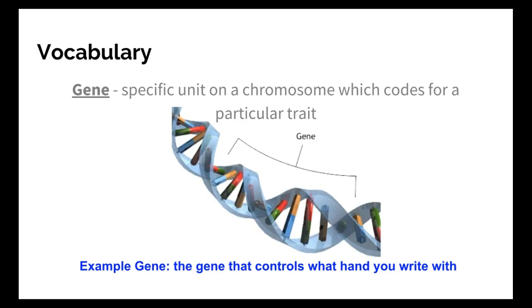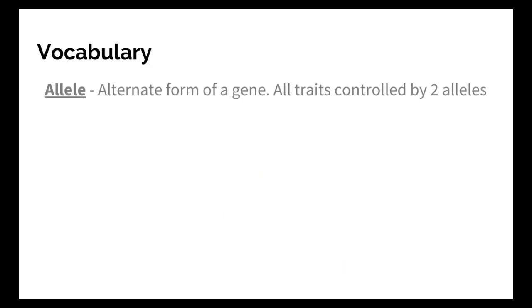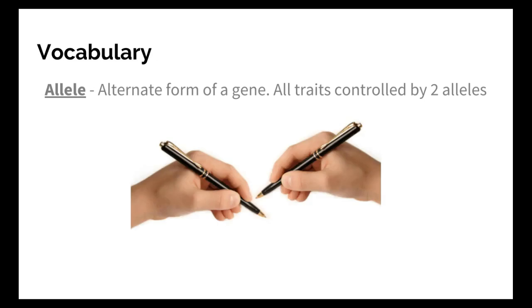In this video, I want to talk about one specific example that's tied to each word. So I want to look at the gene that controls what hand you write with. I am personally right-handed, but I know my dad is left-handed. So for this example, an allele is just an alternate form of the gene. All traits are controlled by two alleles. So in this example, you would have either the right-handed allele or the left-handed allele.